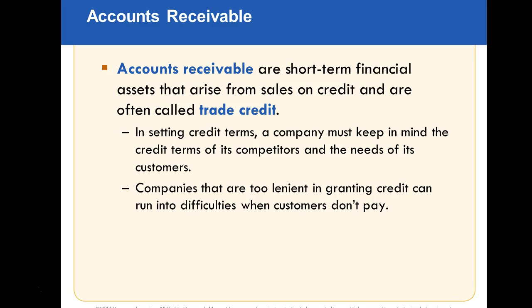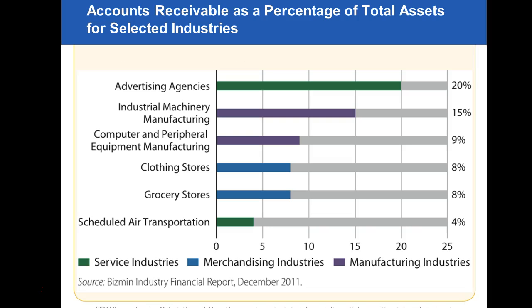But not every company is able to do that. Companies that are too lenient in granting credit run into debt difficulties because they're not going to get paid. Here is an example, a slide that shows various sectors of the different types of economies, and based on that, the total assets for various companies.